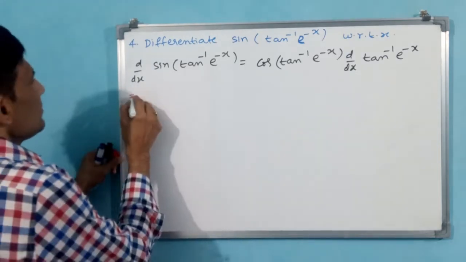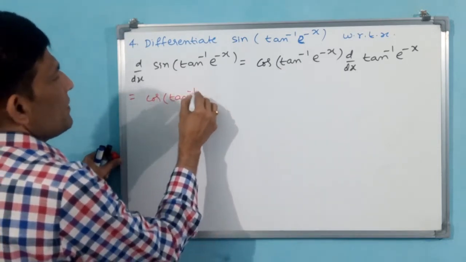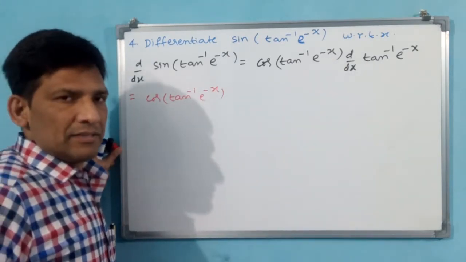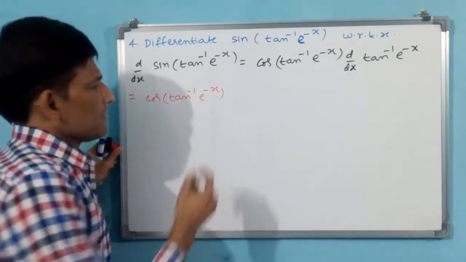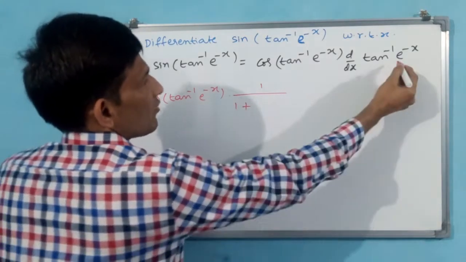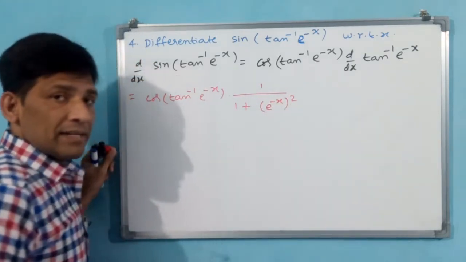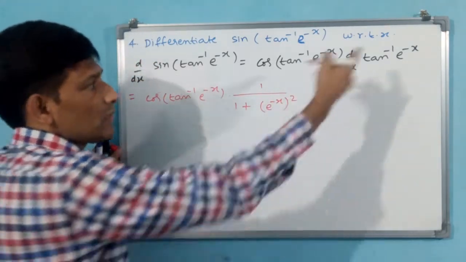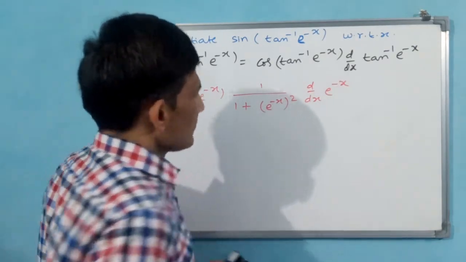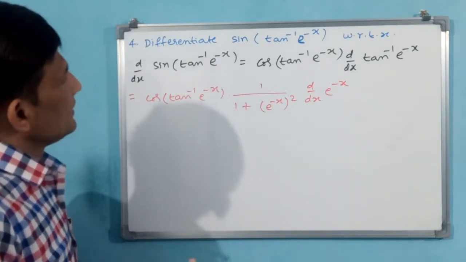That is equal to cos tan inverse is same. Repeat: d by dx of tan inverse x is what? 1 by 1 plus x square. Here x is e power minus x, whole square. Is it correct? Now again d by dx of e power minus x. Like that you have to write.